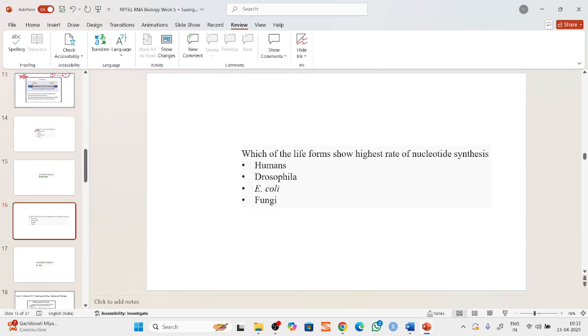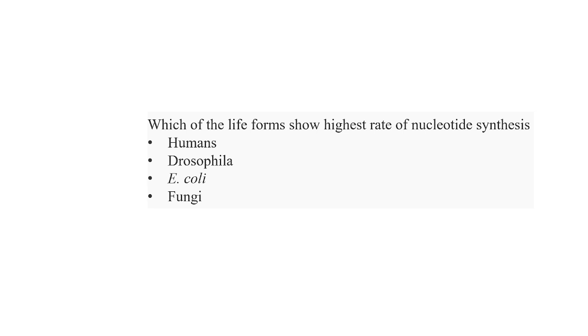Okay. The next question is, which of the life forms shows the highest rate of nucleotide synthesis? A. Humans, B. Drosophila, C. E. coli, or D. Fungi. Which of the life forms shows the highest rate of nucleotide synthesis?